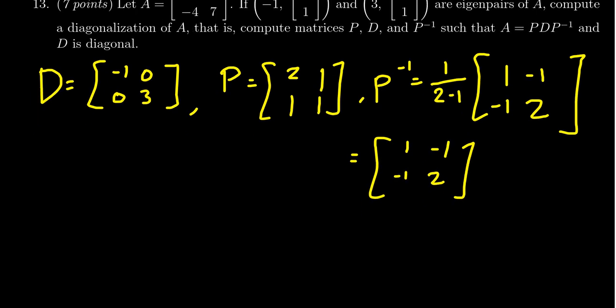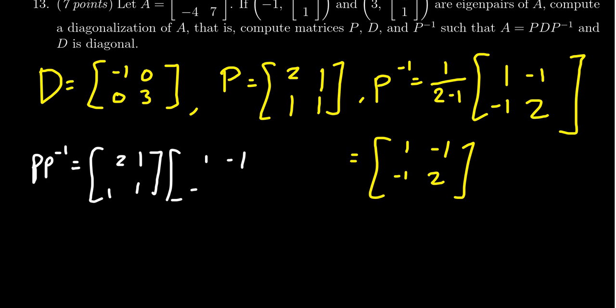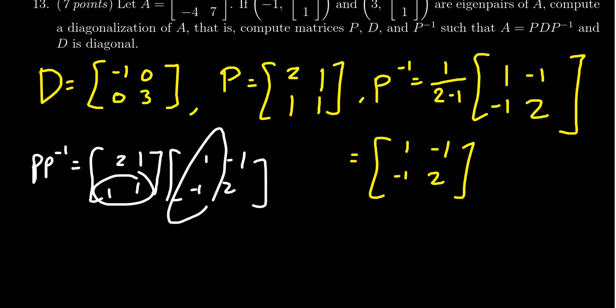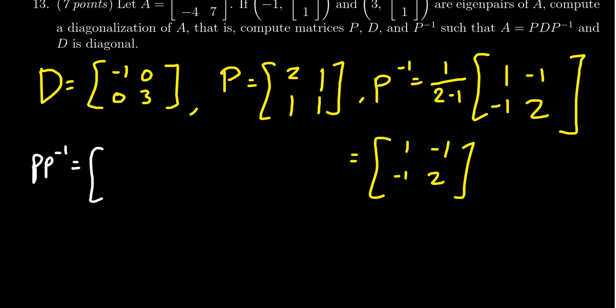For which, I would encourage you to double-check your answer if you can. You can always check P inverse. At the very least, put it into your calculator. Here we have 1, negative 1, negative 1, and 2. If you take the first row, first column, you get 2 minus 1, which is 1. First row times the second column, you get negative 2 plus 2, which is 0. Second row, first column, you get 1 minus 1, which is 0. Second row, second column, you get negative 1 plus 2, which is 1. So that is, in fact, the identity.